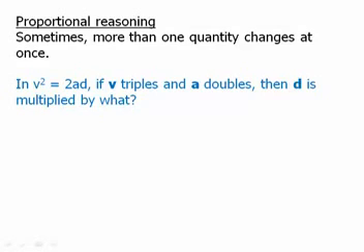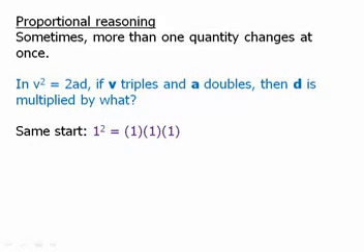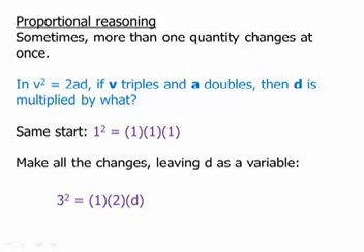Okay, set everything equal to 1 for our start. Even the 2 is going to get set equal to 1. So that equation works. Now we're going to replace the v with 3 because it triples. We're going to replace the a with 2, and we're going to leave the d as a variable. So 3 squared equals 1 times 2 times d, or in other words, 9 equals 2d, and d equals 9 over 2. So the distance is multiplied by 9 over 2, or 4.5.